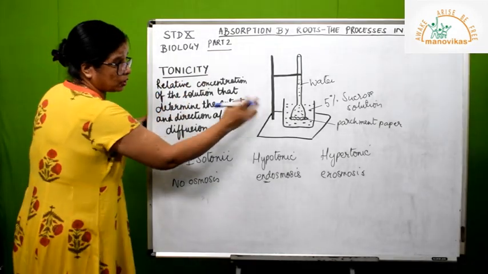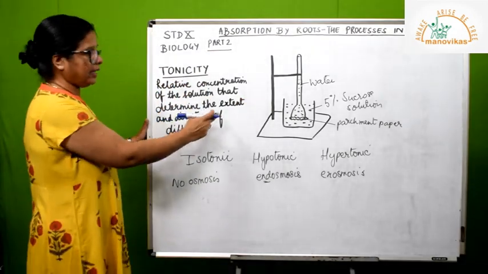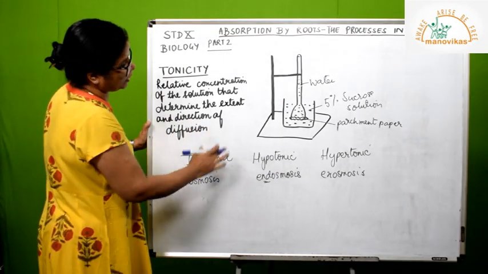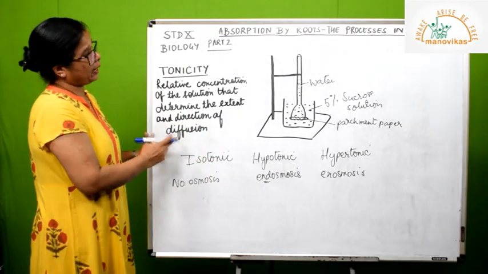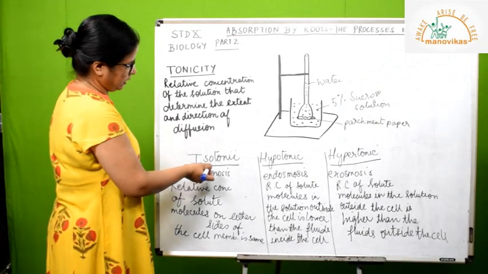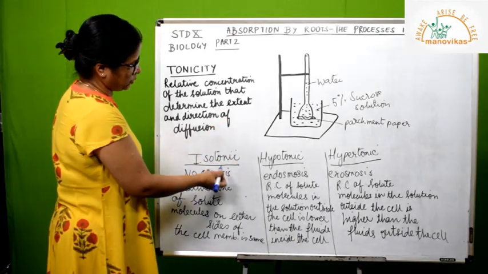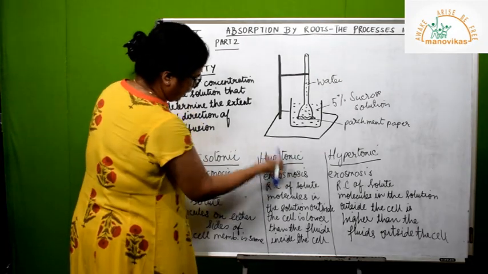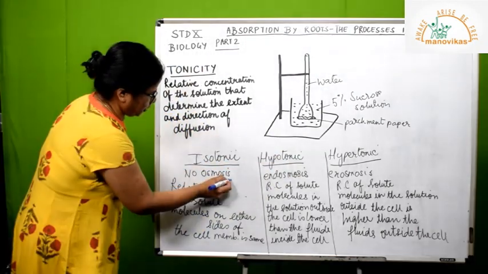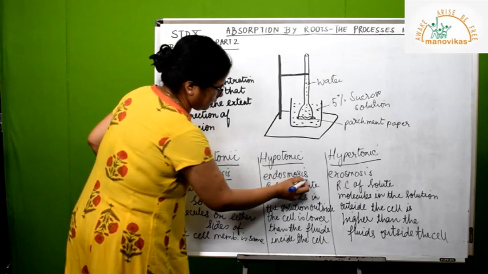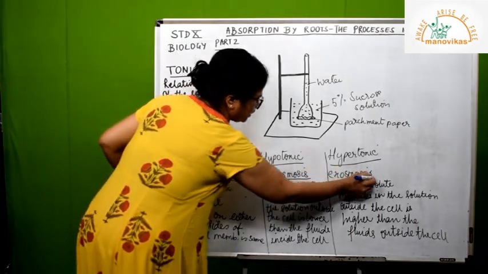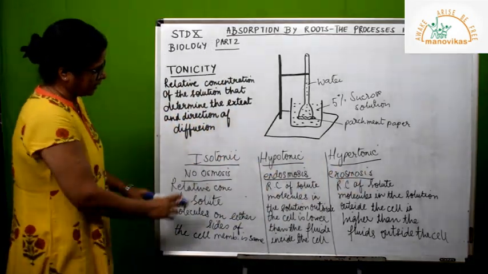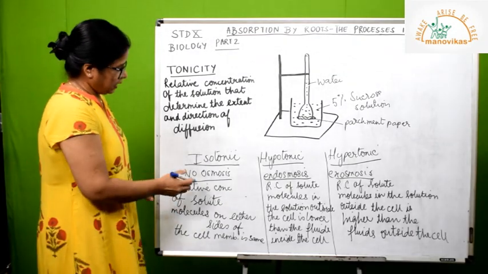And what do these concentrations do? They determine the extent and direction in which diffusion is going to happen. Now let us see these. We can divide the solutions into these three types: isotonic, hypertonic, hypotonic. I had mentioned to you here, no osmosis is happening here, endosmosis and exosmosis here. Now let us see why this is happening.